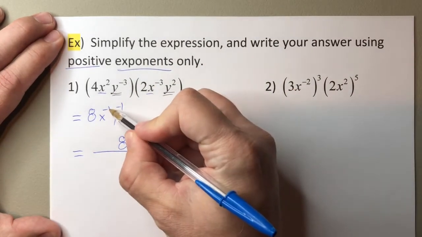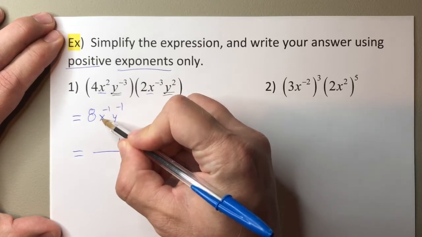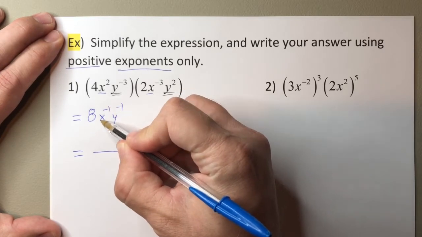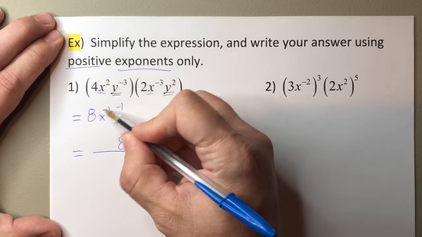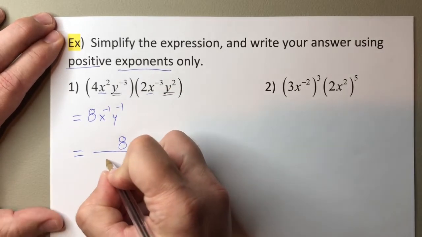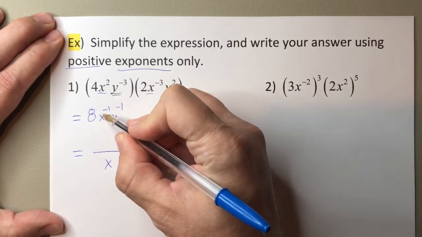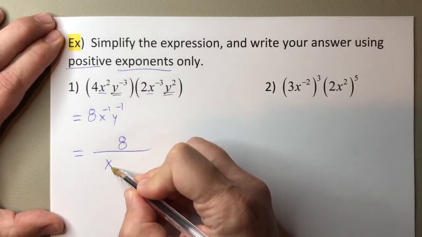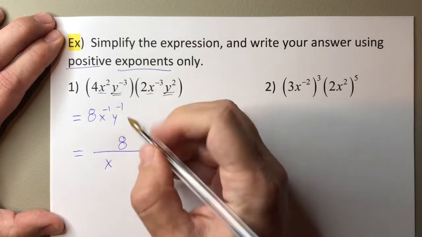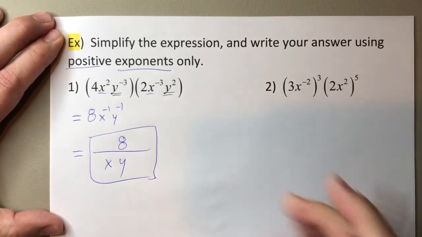This negative 1 is only referring to the base that immediately precedes it. So this negative 1 is only being applied to the x. So we know by definition, x to the negative 1 is the same as 1 over x. In other words, this x was in the numerator position, but the negative 1 is going to move it into the denominator position. Same with the y. Y to the negative 1, same as 1 over y. And so you get 8 all over xy.